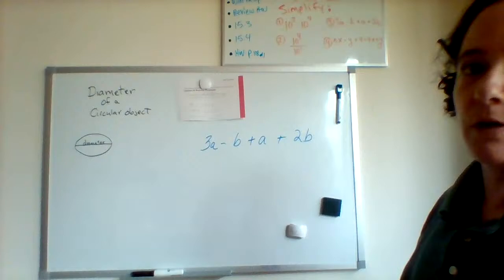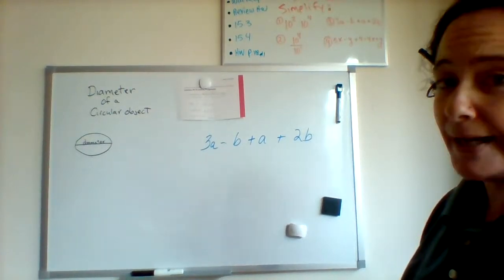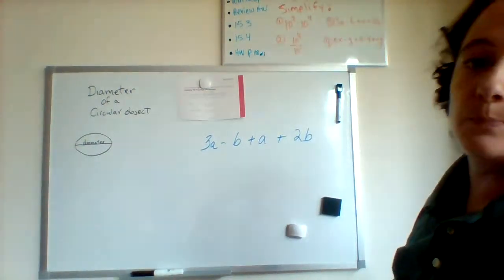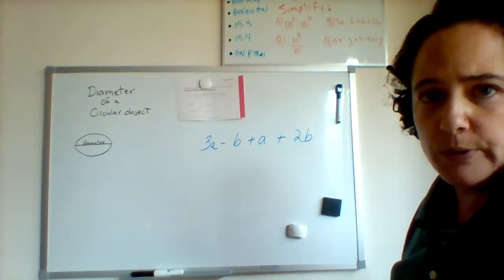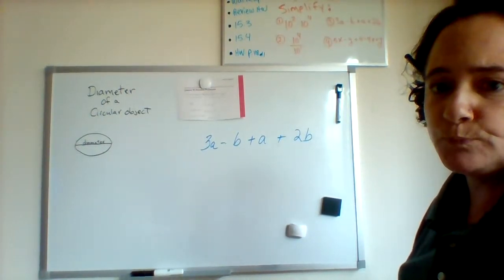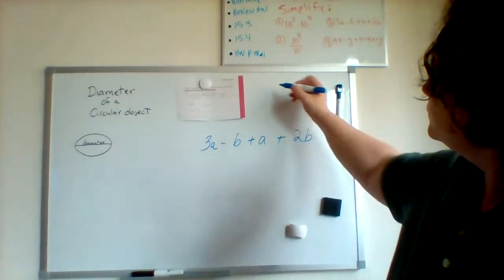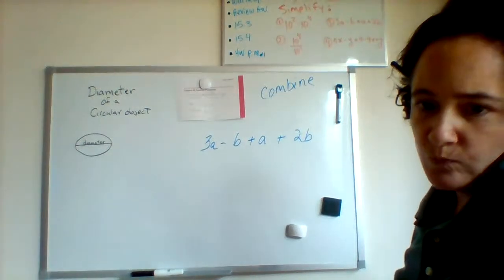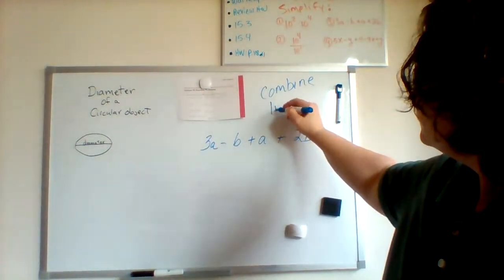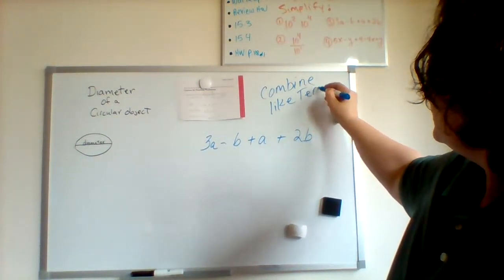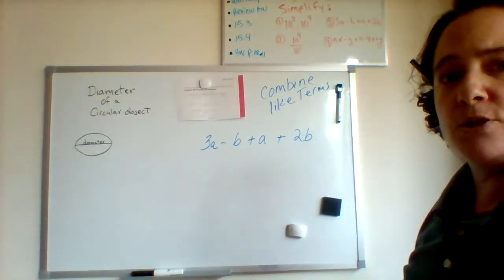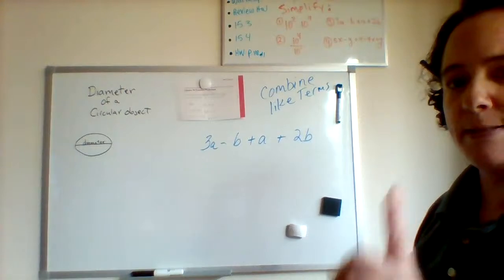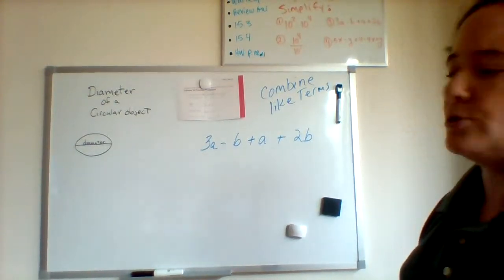We're not going to be able to solve for A. We're not going to be able to solve for B. But what can we do? We can simplify. We can definitely simplify. And what are we going to do? What do we call that? You guys remember? Combine like terms. So if the bases are similar, we're going to be able to move them around a little bit. For example, yes, combine like terms.